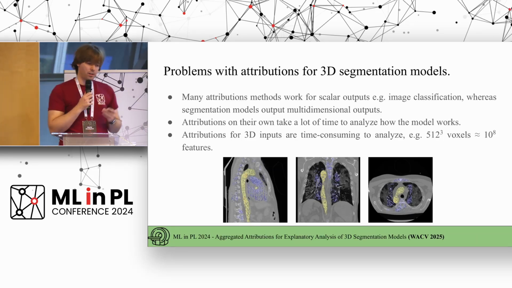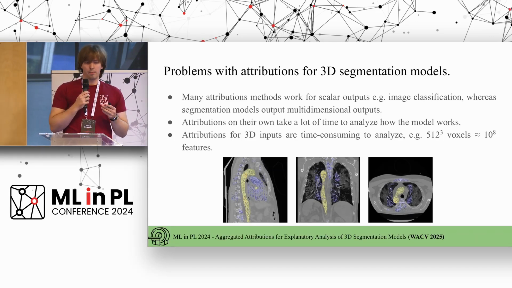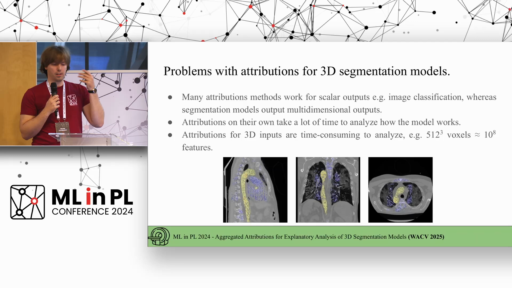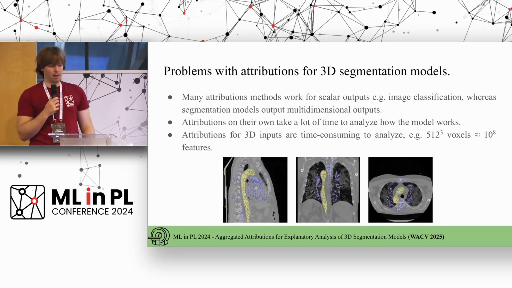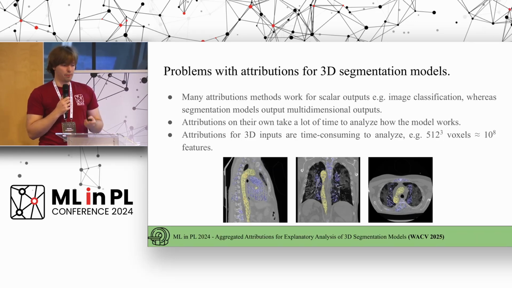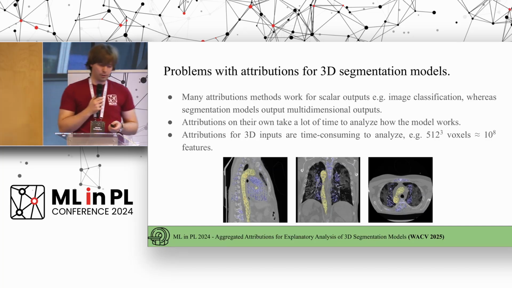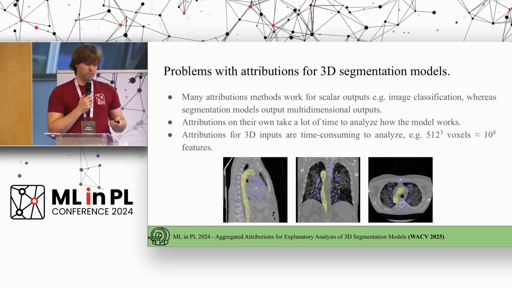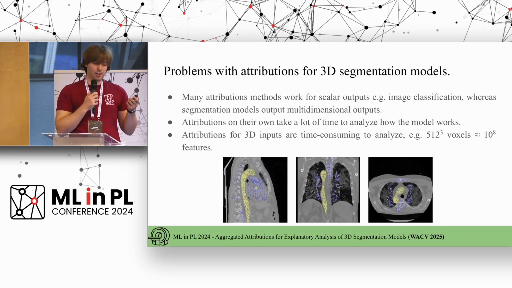And now coming to 3D inputs, if there are 512 to the power of 3, then you will see that there are around 10 to the power of 8 voxels. So scrolling through a single attribution, which I did, is really time consuming. For me, it took around an hour to get a good idea of how this model works for a single CT scan. So it's really unfeasible, especially if we take into consideration how important the time of a radiologist is. So we have to find a better idea of how to aggregate those attributions to make our work less time consuming.